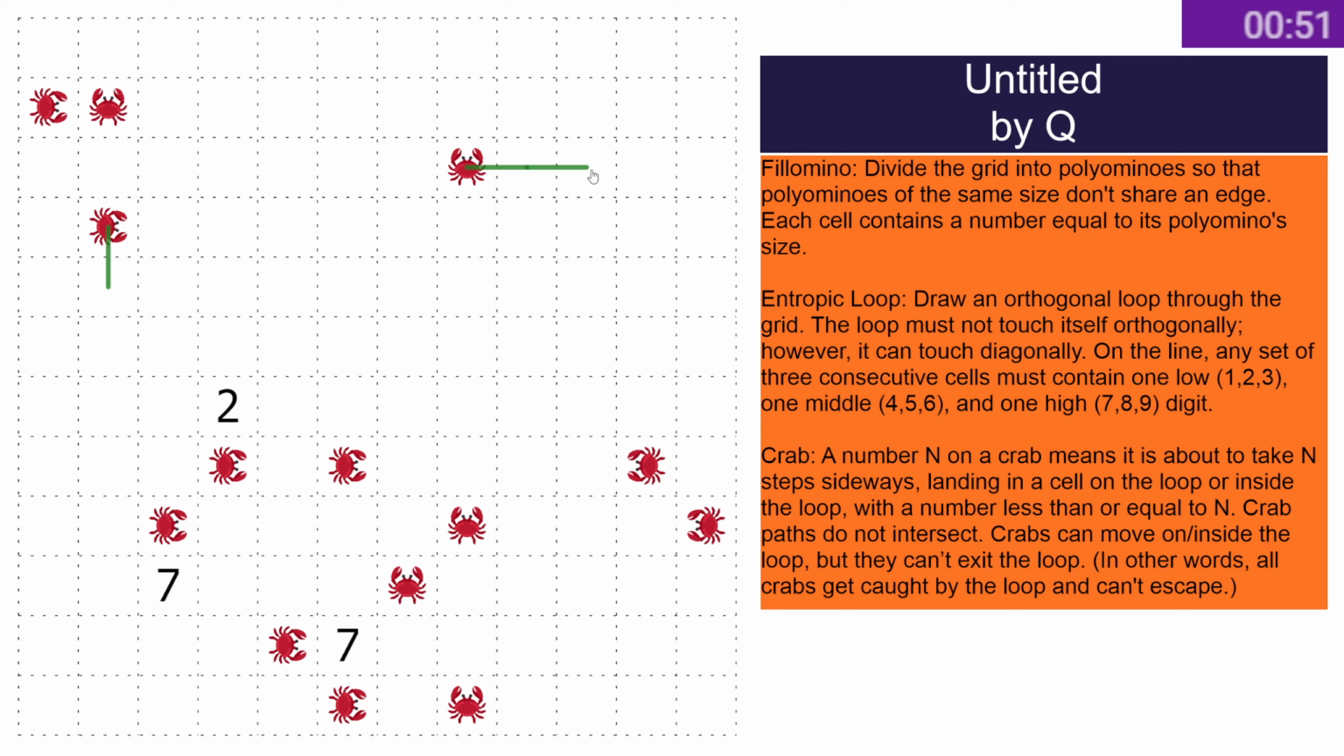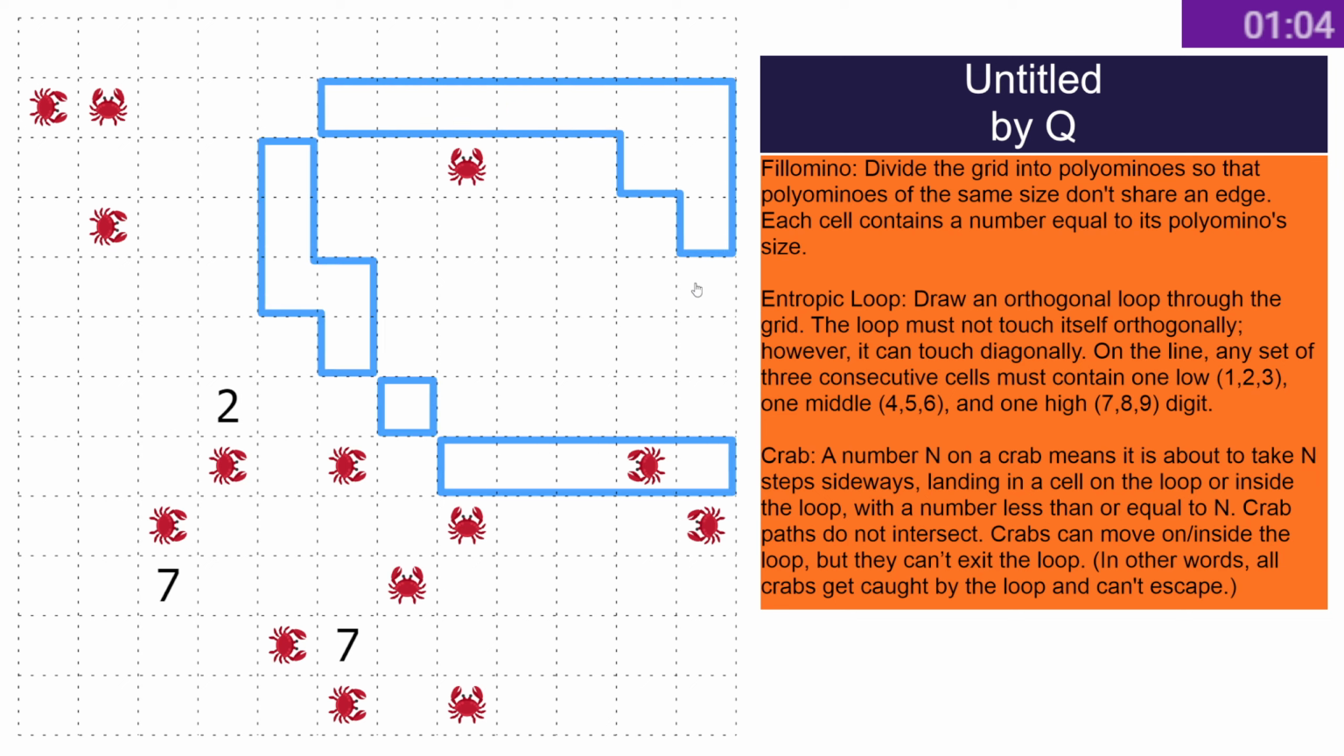Crabs going sideways, depending on how far or what's on their number, how far they move. And they've always got to end up inside the big net, inside the entropic loop thing. They can land on it. They just can't escape it.